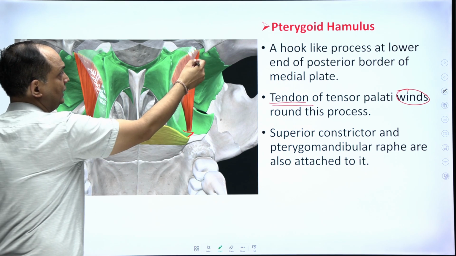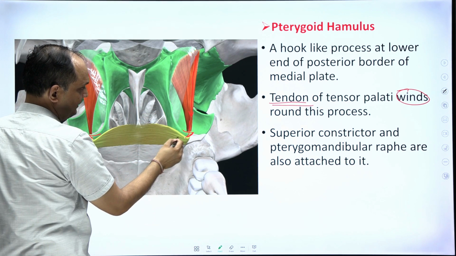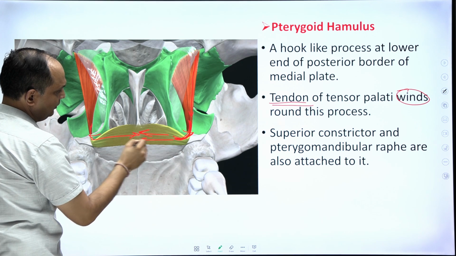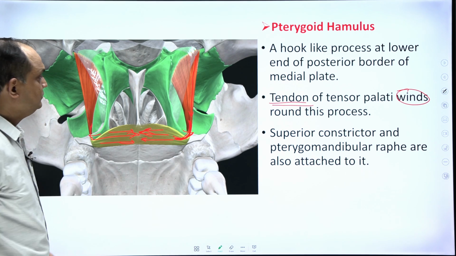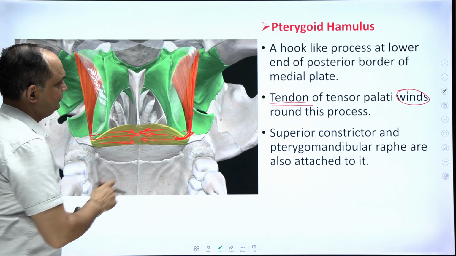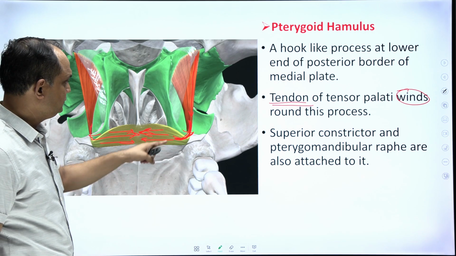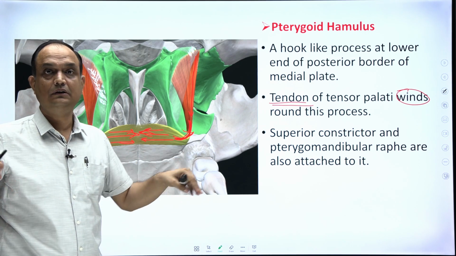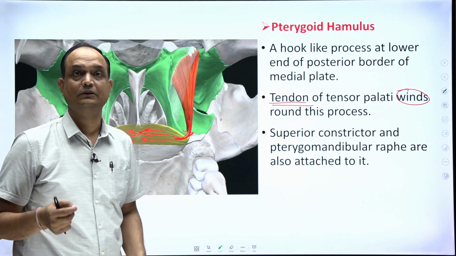So this is a vertical muscle which is going downward, but after taking a turn, the aponeurosis becomes horizontal, which is going to form the palatine aponeurosis. This turn is possible because of this projection which is known as pterygoid hamulus. So this is a question for your exam: which muscle turns around the hamulus? The answer is tensor veli palati or tensor palati.